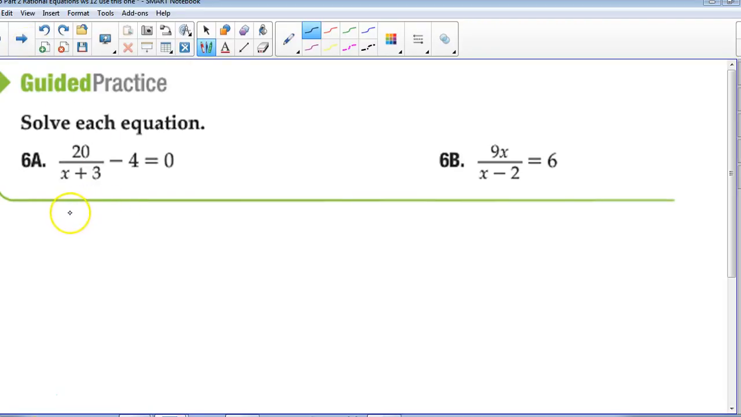You know what? I just want to show you the first step in these. If you have one like this on your homework, couldn't you just cross multiply? That's what I would do on those kind.